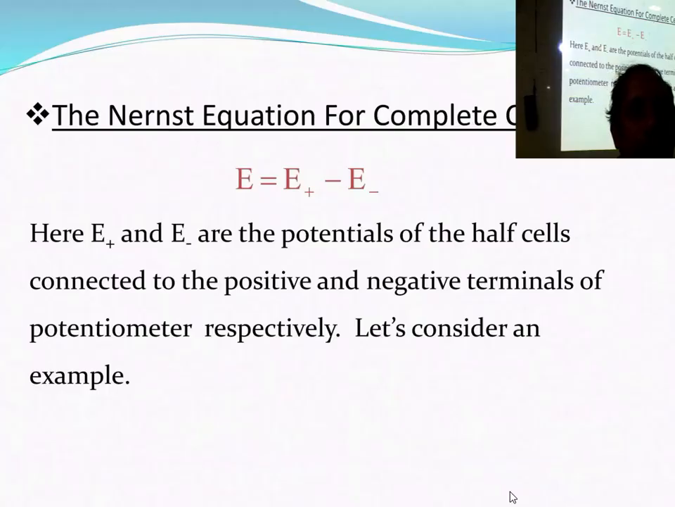EMF equal to EMF of the anode minus EMF of the cathode. Why minus? Because here we are taking both half-cell EMFs in the same pattern, meaning both are oxidation potentials or both are reduction potentials. If you use both oxidation potentials or both reduction potentials, then one must be negative. But if you take oxidation at the anode and reduction at the cathode, then E equal to E anode plus E cathode is quite right.